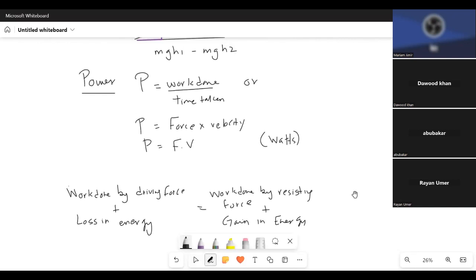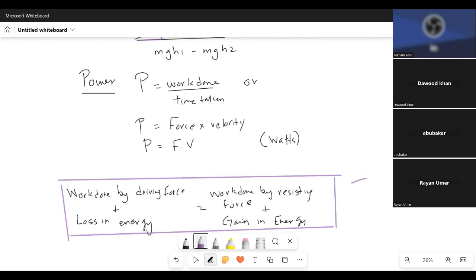This is a very important formula. Work done by driving force plus loss in energy is equal to work done by resisting force plus gain in energy.